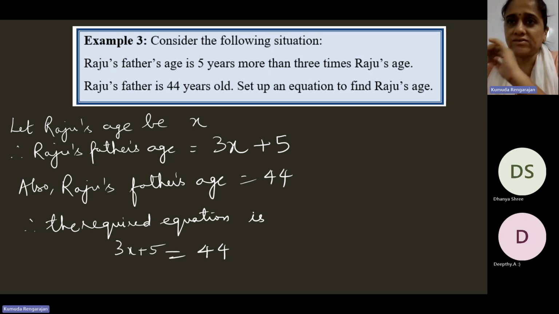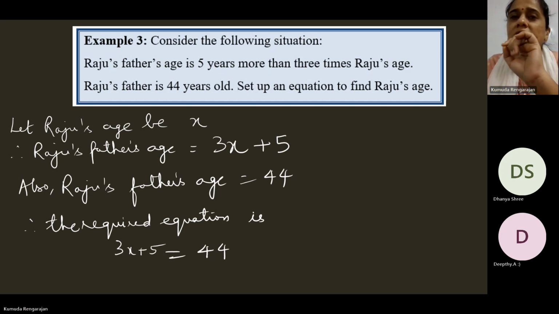Let Raju's age be x. How is Raju's father's age described here? Raju's father is 5 years more than 3 times Raju's age. How old is Raju's father? He's 5 years more than 3 times Raju's age. So the expression for Raju's father's age is 3x plus 5.